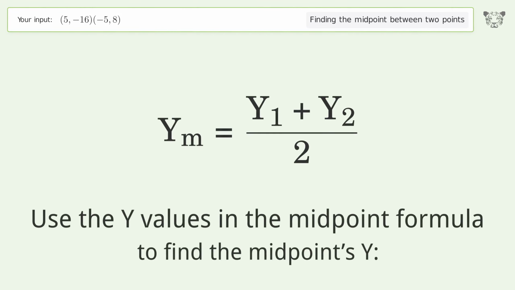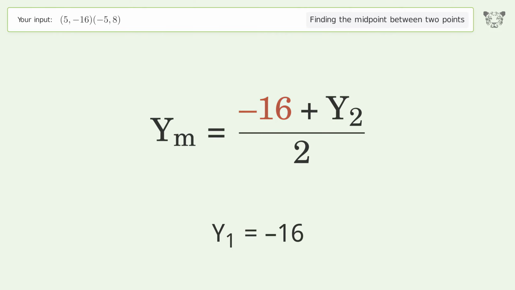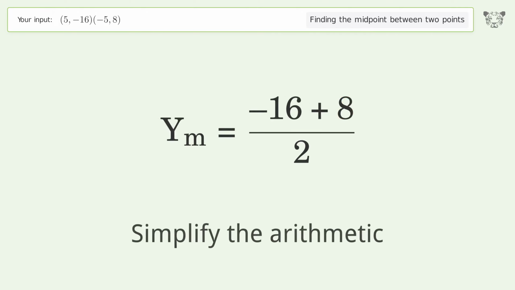Use the y values in the midpoint formula to find the midpoint's y. y1 equals -16. y2 equals 8. Simplify the arithmetic.